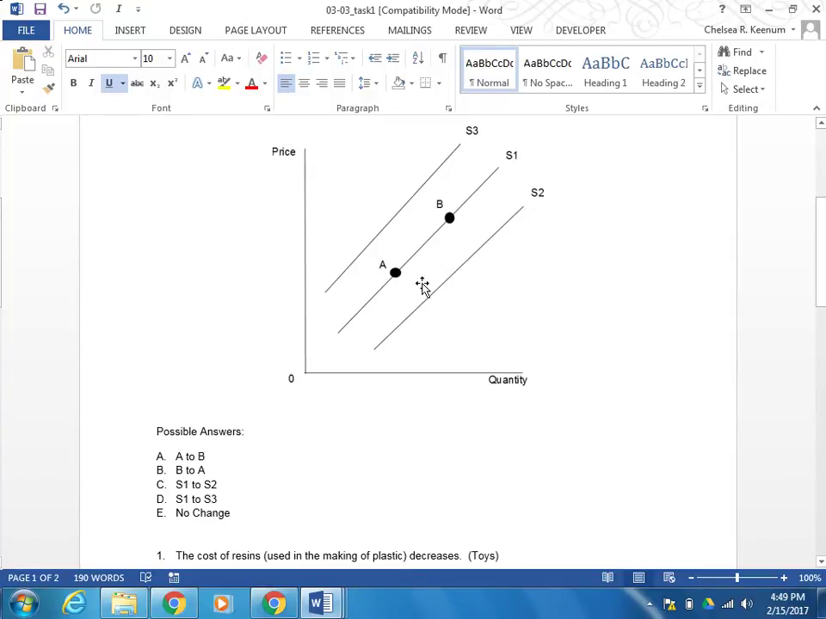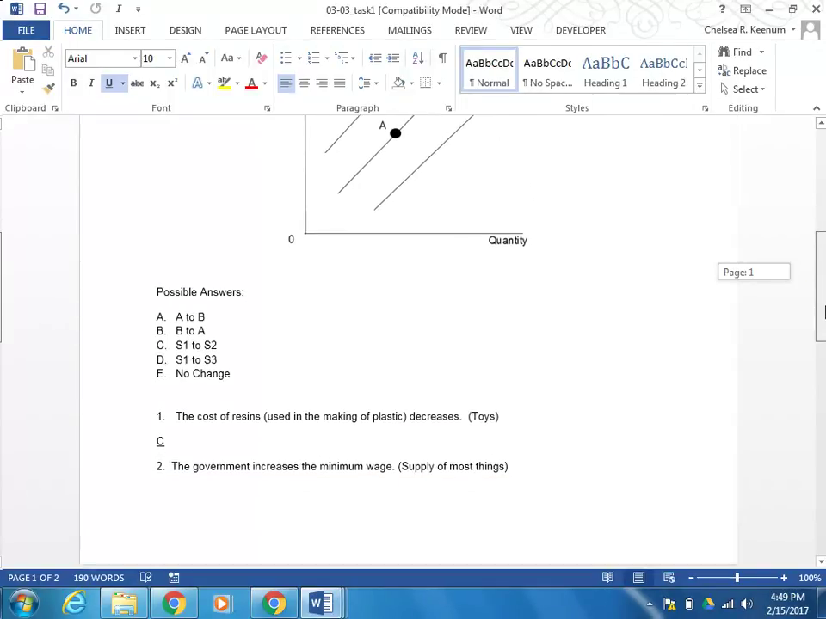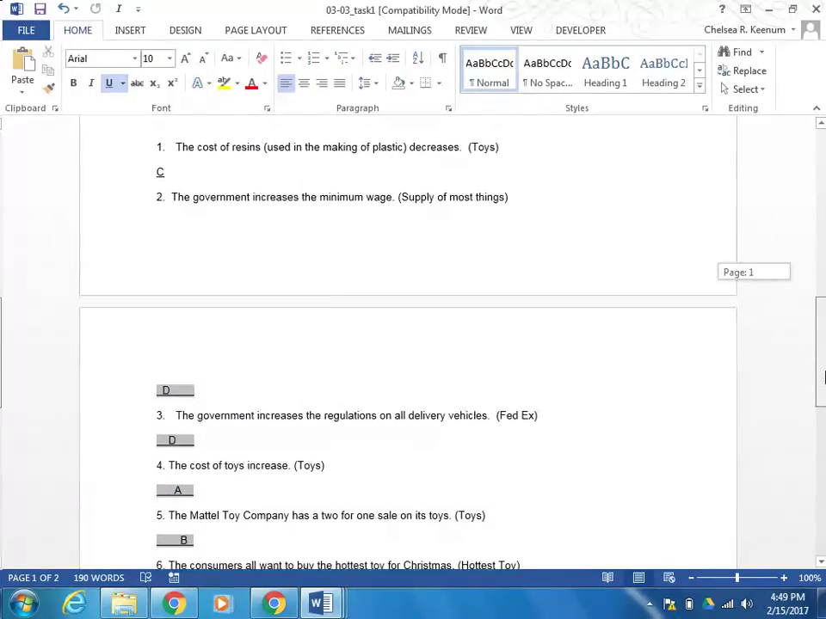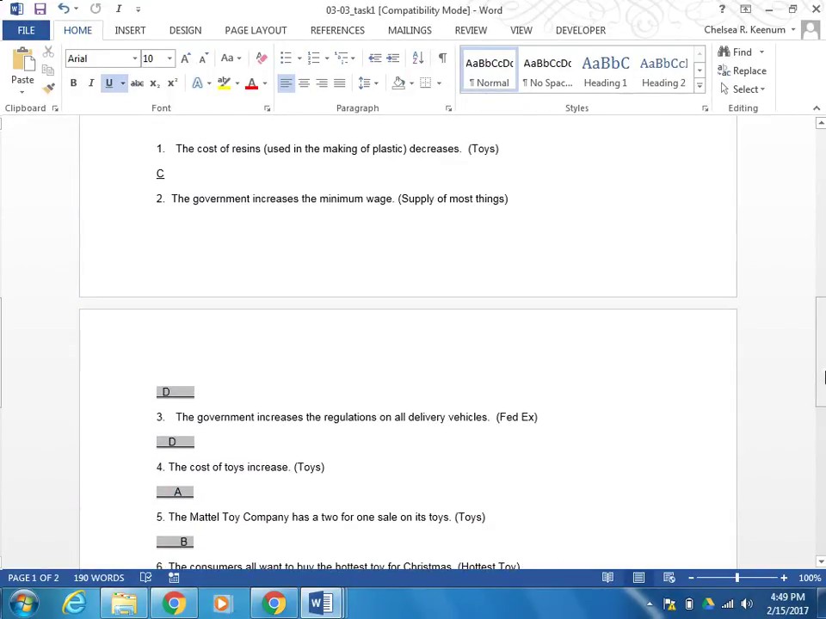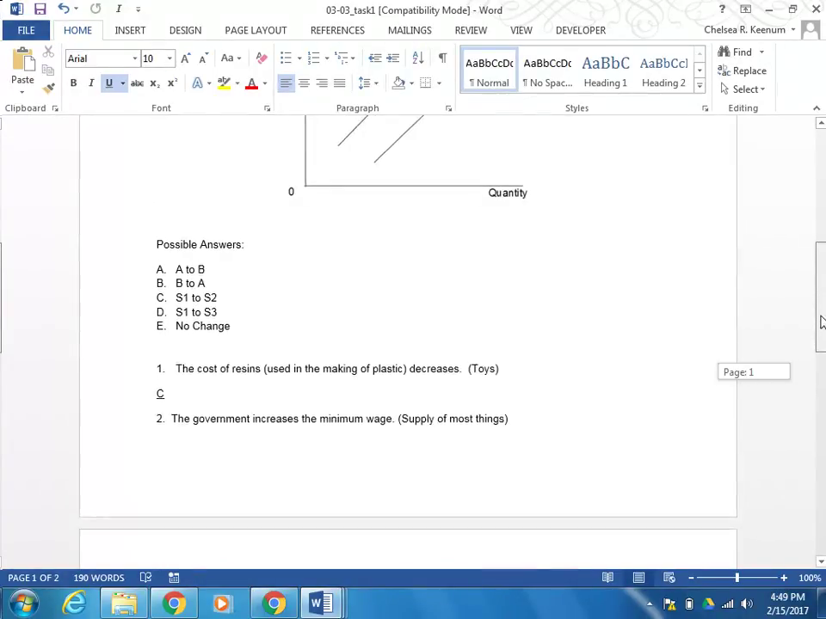Okay, the government gives a subsidy to toy producers. What's going to happen to toys? Your supply is going to increase. That's going to be C. If you remember, government increases subsidy to a business. That's like a government helping a business, so it's going to cause an increase in supply.